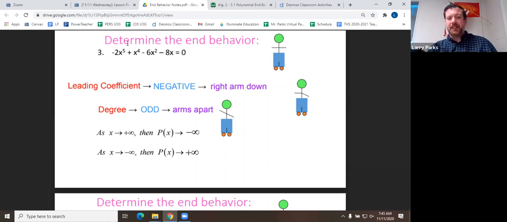Now the degree is odd. So if my right arm went down, well, odd means that it does the opposite on the left. So my other hand's going to go up. So it's going to go up on the left. So I would say as x goes to the left forever, it goes up forever.